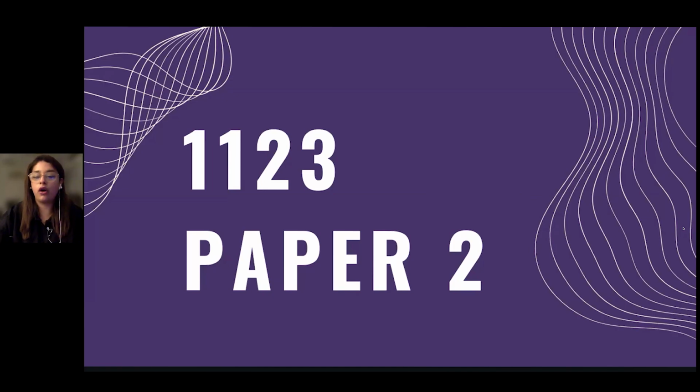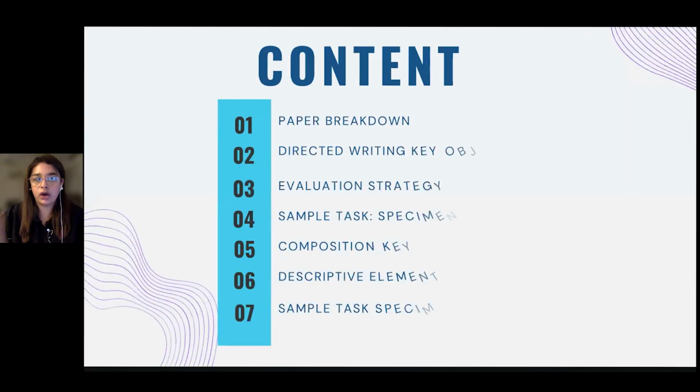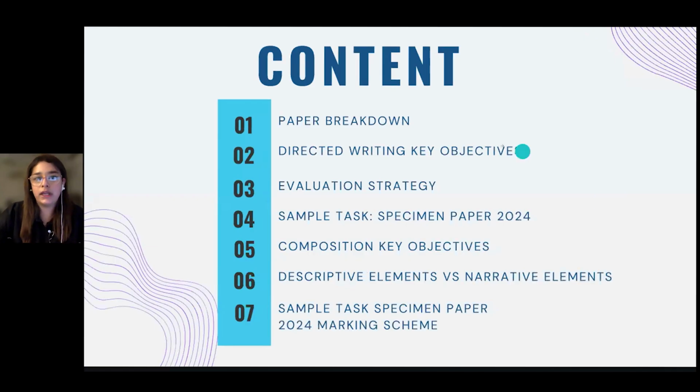Okay, so I'll start off with a brief recap of the content of paper 2, which will include your section 1 and section 2, which is going to be directed writing and composition. Once we've gone over the general ideas involved with these, we will go over sample papers for each. If at any point you have any questions or you think it's really important that you can't wait till the end, just raise your hand and we can talk about it. Otherwise, we'll have questions in the end.